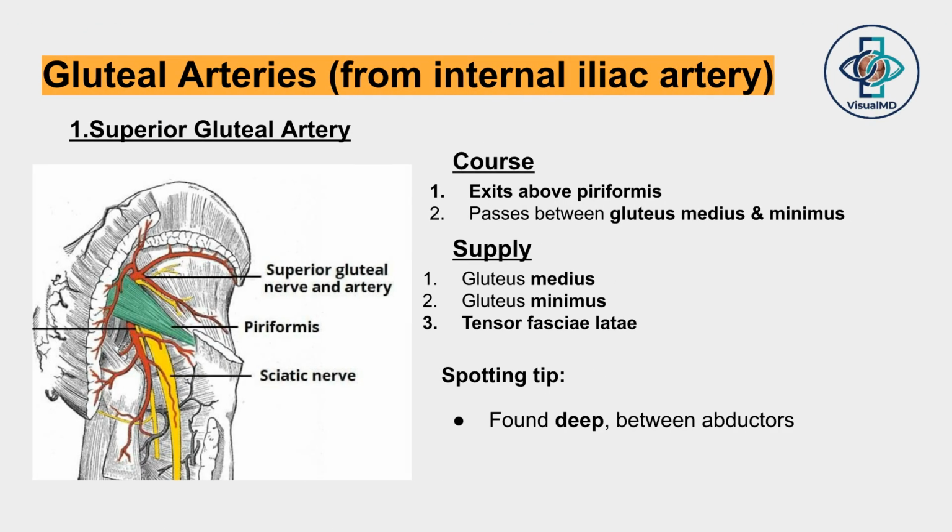The gluteal arteries, originating from the internal iliac artery, include the superior gluteal artery. It exits above the piriformis, passes between the gluteus medius and minimus, and supplies these muscles and the tensor fasciae latae. It is found deep between the abductors.